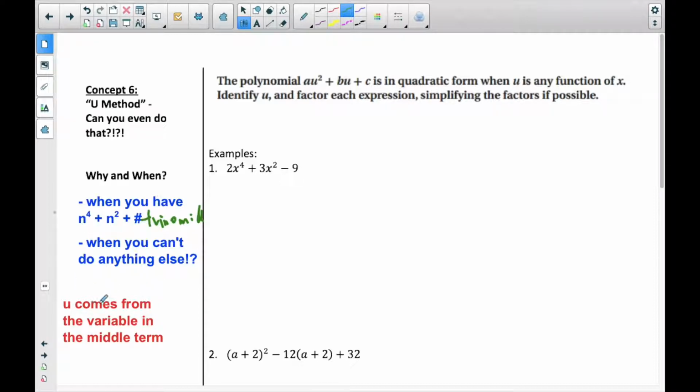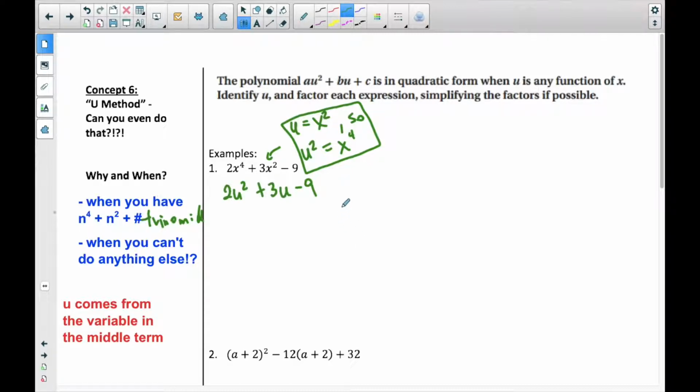Okay, what in the heck is U? Here it is. U comes from the variable in the middle term. Let me show you what I mean. On this first example, here's my middle term, and so U is x squared. Well, if U is x squared, then U squared must be how much? Well, U squared must be x to the fourth. And so let's rewrite this using U's instead of X's.